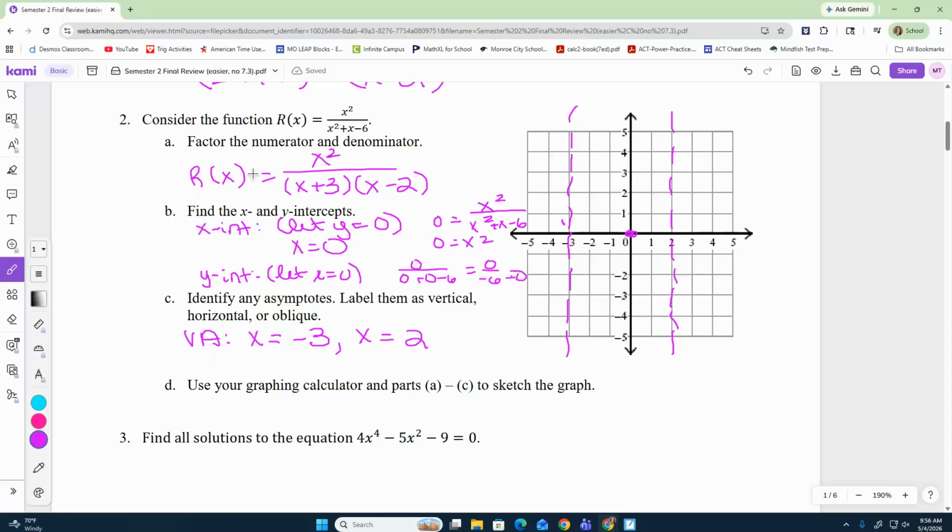Horizontal or oblique. You can't have both, it's one or the other. To find that, you divide the highest powers of x. If you take x squared divided by x squared, what do you get? 1. So if it's just a number, that's horizontal, y equals 1. When does oblique happen? Yes, if there's still an x on the top, that's oblique. If there's still an x left on the bottom, that's just y equals 0 for a horizontal one. It means we couldn't divide up.